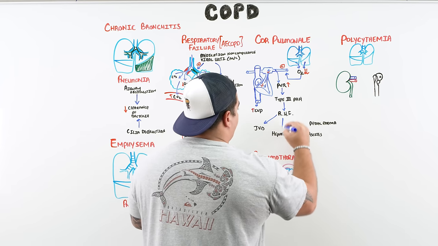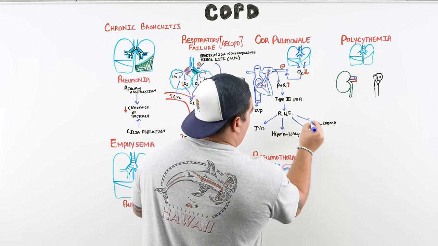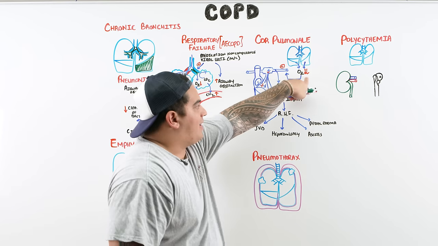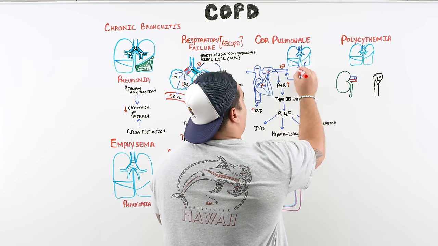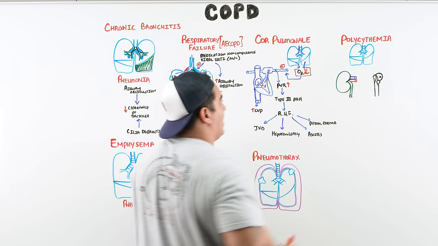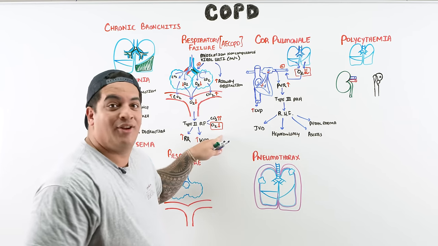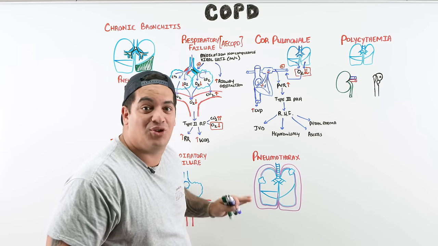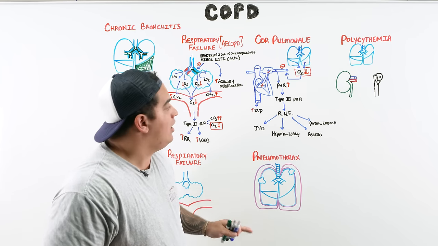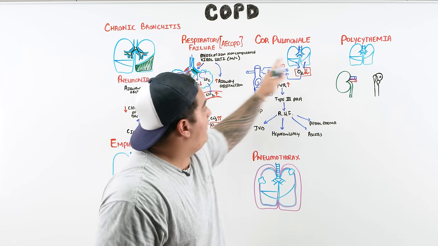And again, I want you to understand something, my friends. If you see hypoxemia as the big factor here, what did I tell you? What was the primary COPD type or subtype that caused hypoxemia? Chronic bronchitis. You will not see right heart failure as commonly in patients who have emphysema. Okay, so that's very, very specific there.